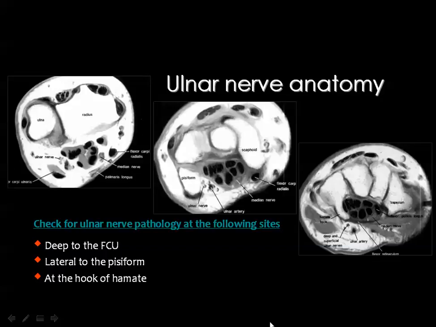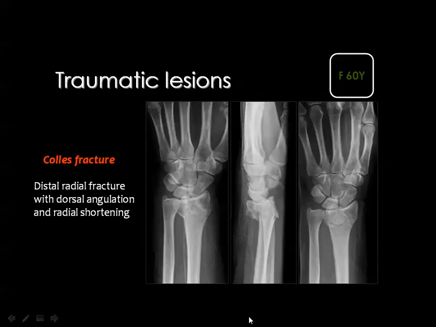Then the 3 points for looking for the ulnar nerve at the wrist joint are deep to the flexor carpi ulnaris, lateral to the pisiform in the Guyon's canal, and at the tip of the hamate bone. Fractures around the wrist are common, and the most common one is the Colles' fracture, which involves the distal end of the radius with or without impaction and angulation.